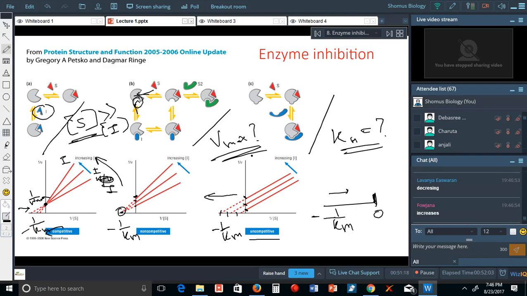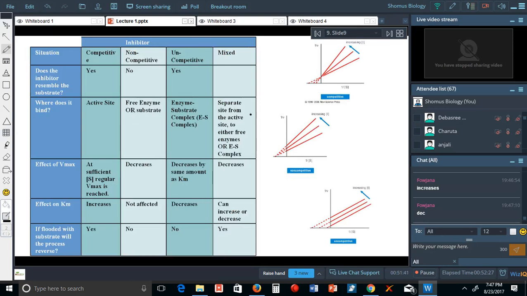Now the fundamental difference between uncompetitive and non-competitive inhibition is, in non-competitive inhibition, the inhibitor can bind to either the free enzyme, or it can bind to the enzyme substrate complex. But in case of uncompetitive, the inhibitor only binds to the enzyme substrate complex.